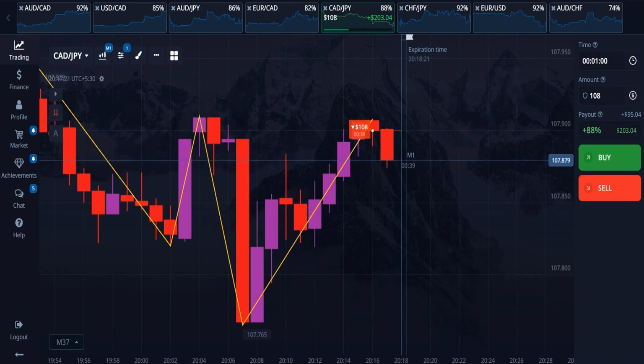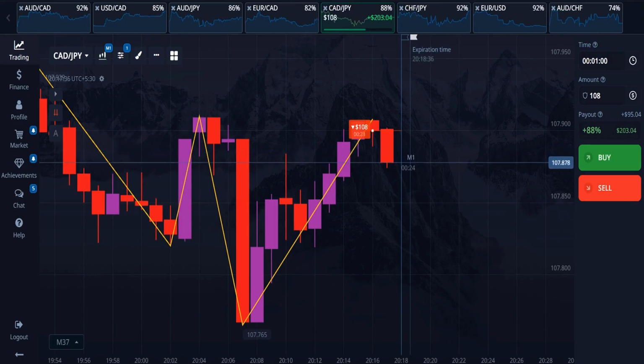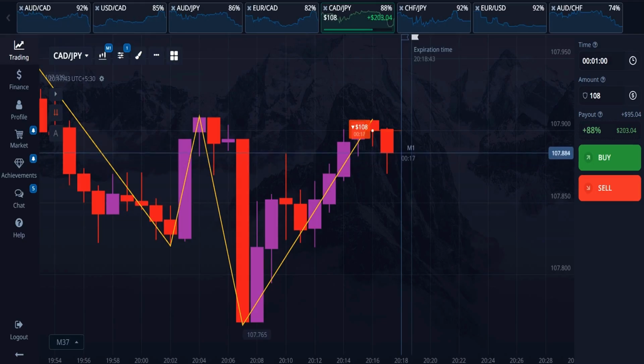For higher accuracy, take sell trades near resistance and buy trades near support. Use the 1-minute candle time frame and 1-minute trade expiry. The best trading hours: European and New York sessions. Avoid trading 30 minutes before and 45 minutes after high or medium impact news events.